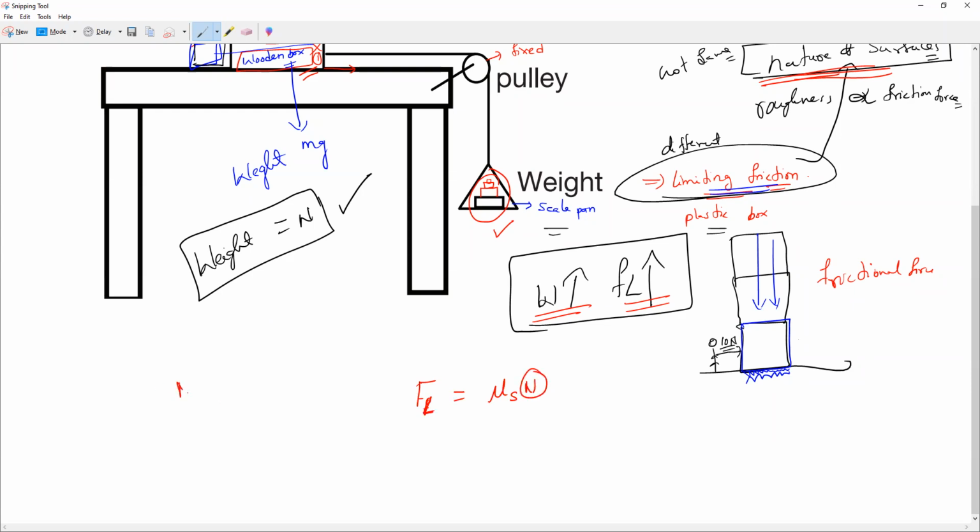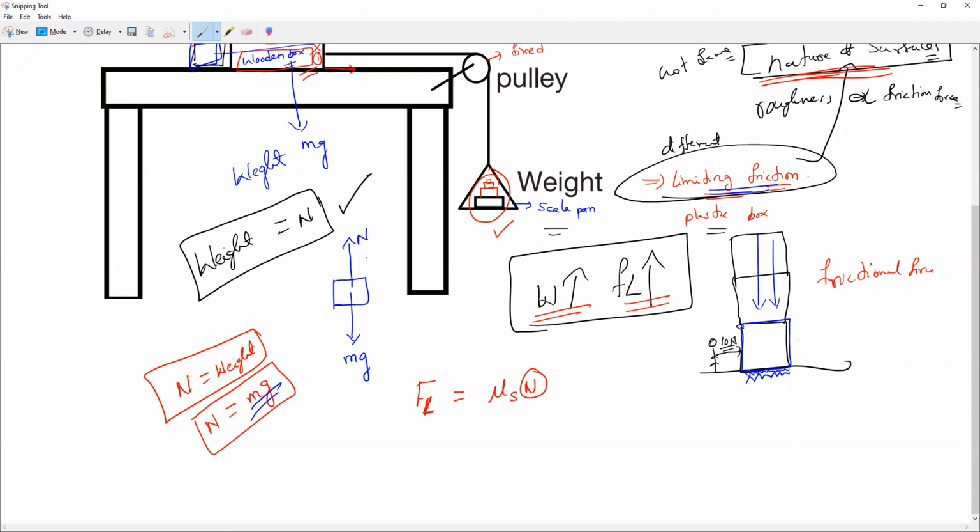Now, normal reaction, I already told you, will be given by what? How do you get the normal? Weight is equal to normal. The weight of the body gives you the normal. If I place the object, the weight mg acts in the downward direction, and the normal reaction acts in the upward direction. So N is equal to mg, mass into acceleration due to gravity. Then, sir, how to find the coefficient of limiting friction?